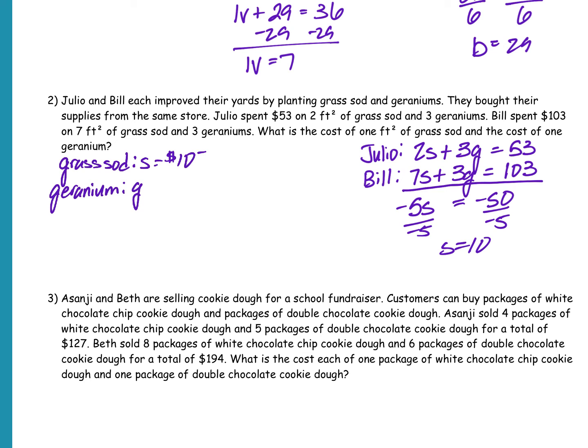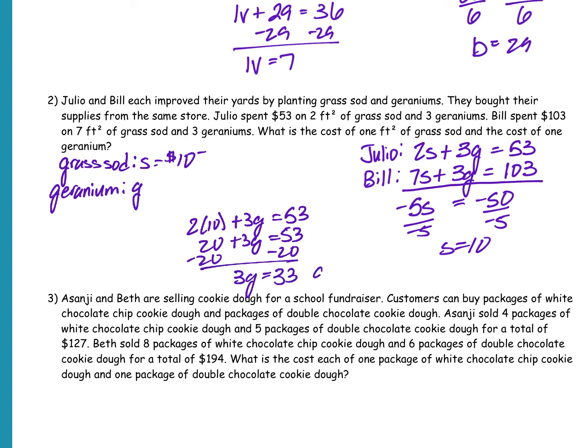Pick an equation. Second one. 2 times 10 plus 3G equals 53. So 20 plus 3G equals 53. 53 minus 20, 3G equals 33. So what does G equal? 11. So my geraniums cost $11.